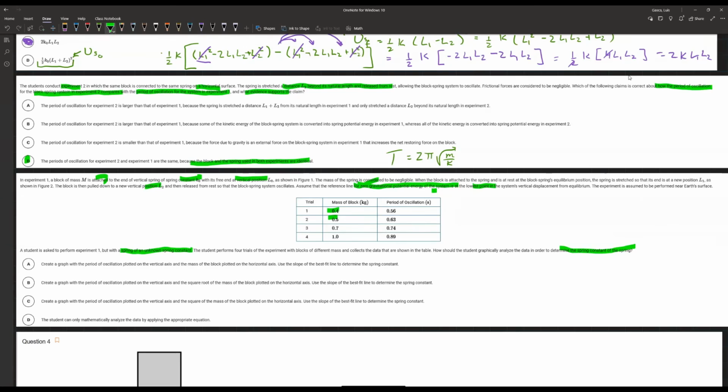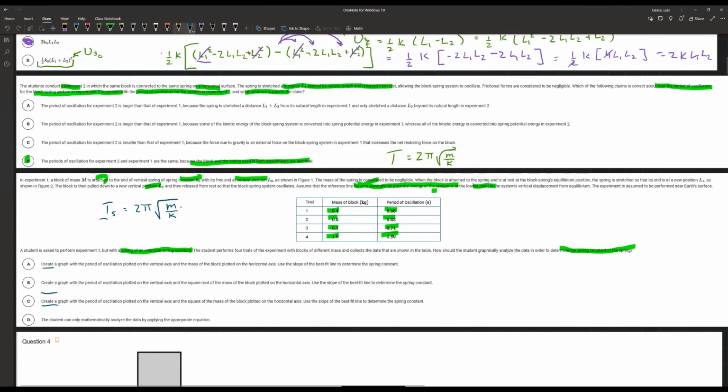We are changing the mass. We're getting different periods of oscillation. So if we look at this, the period of oscillation for a spring mass system, as we've been saying, is given by 2 pi square root of m over k. And we have the period and we have the mass. So generally, they're talking about creating a graph. So we should be thinking, well, how are we going to graph this? How are we going to linearize this? Because usually we want to work with the slope to approach some sense of y equals mx plus b.